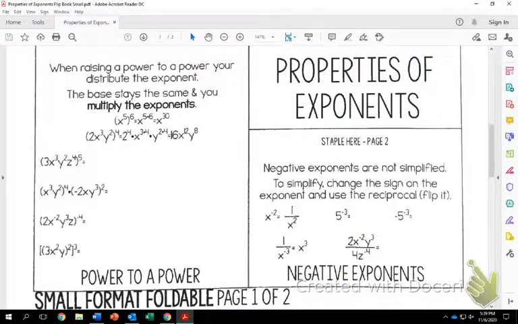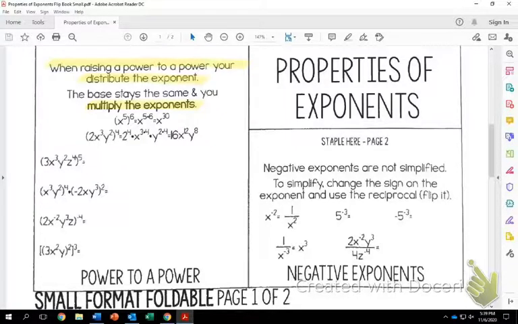So find the tab that has a power to a power. I think it's page 6 or something like that. But it says when raising a power to a power, you are to distribute your exponent. The base stays the same, and you are going to multiply the exponents.